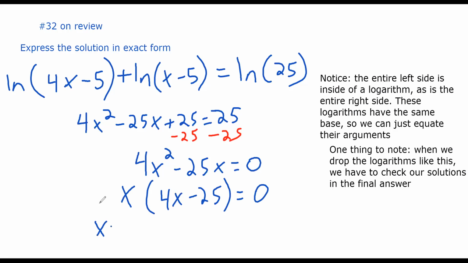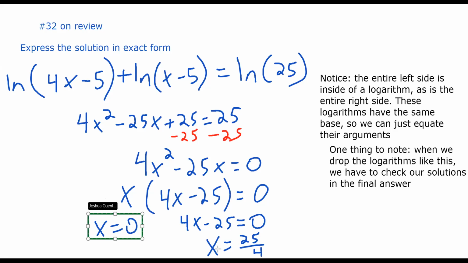I set this x equal to 0. This is one potential solution. I set the 4x minus 25 equal to 0. I add the 25 over, divide by 4. I'm going to end up with that. But I'm not done. I'm going to put a box around each of these. I'm going to call this a potential solution.